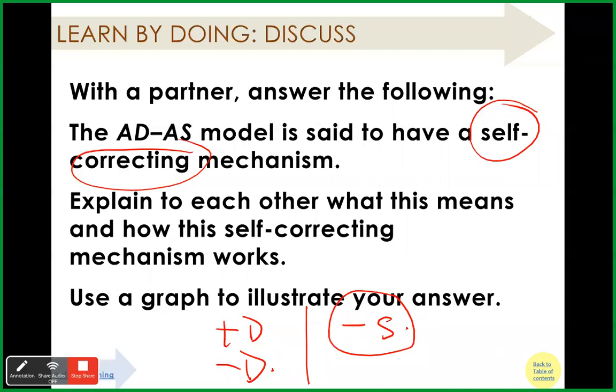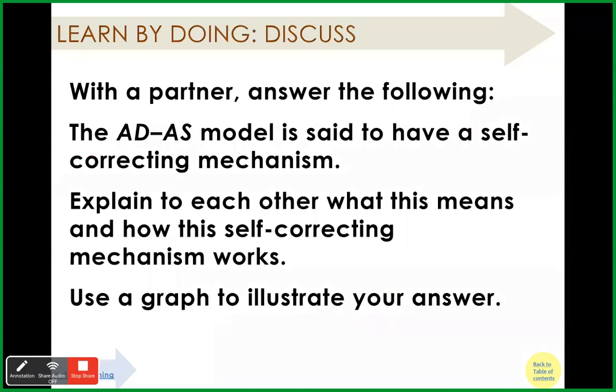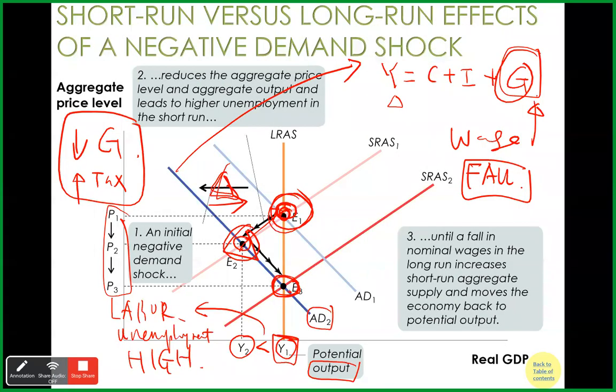Okay, so you may need more time, but anyway, you may want to replay these. Essentially, what I want you to understand is the following. If we move from E1 to E2, how is the economy going to move to E3? That's what I'm asking.